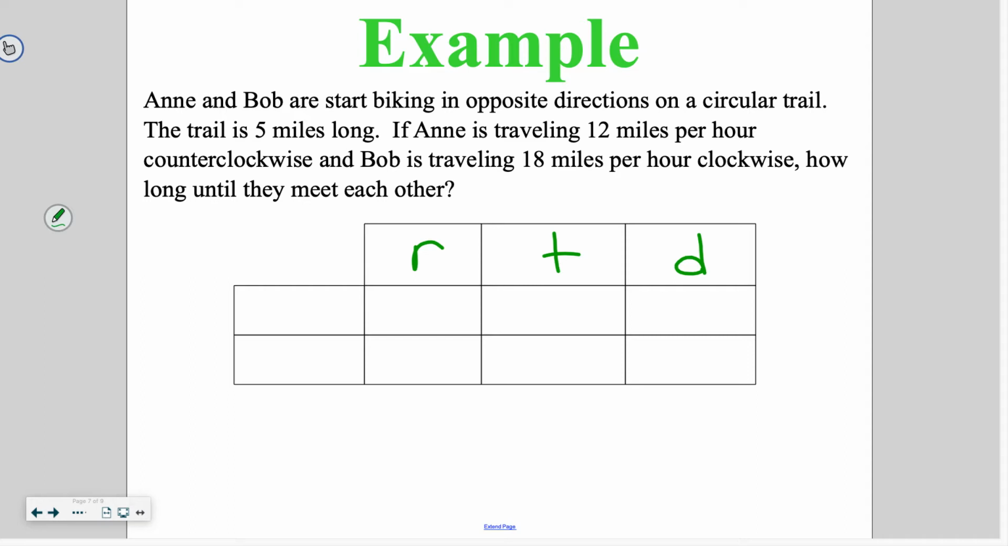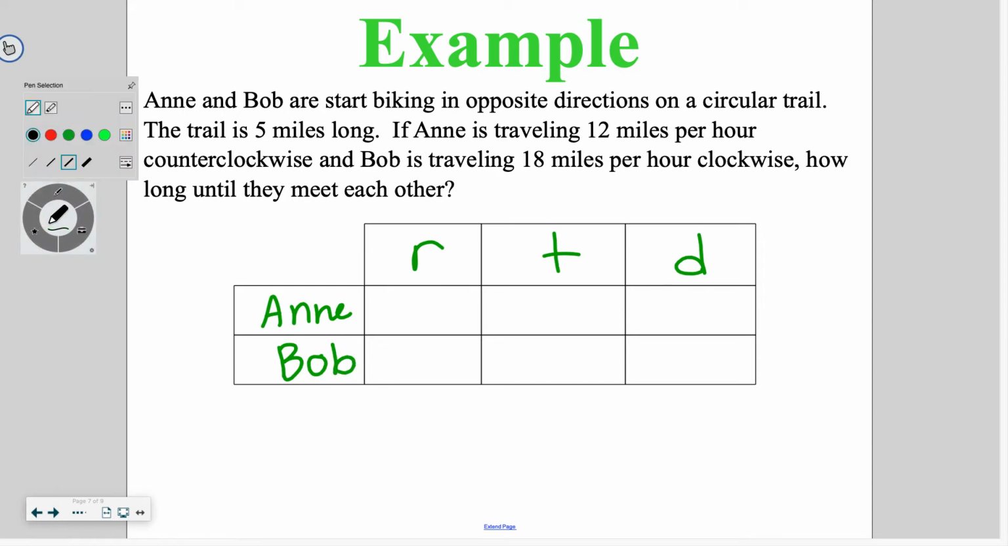With this problem, we have Ann and Bob starting biking in opposite directions on a circular trail. The trail is 5 miles long. If Ann travels at 12 miles per hour counterclockwise and Bob is traveling at 18 miles per hour clockwise, how long until they meet each other? So the two people involved here are Ann and Bob.